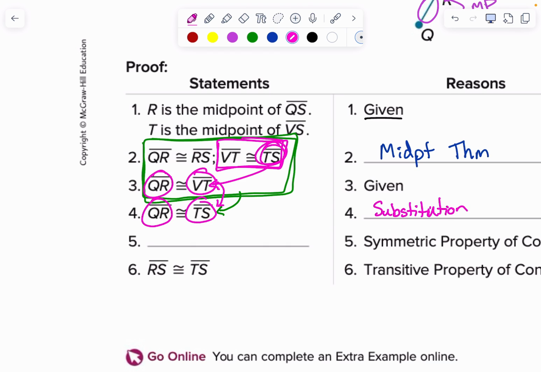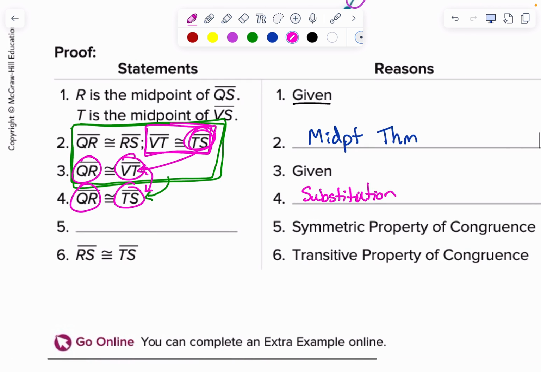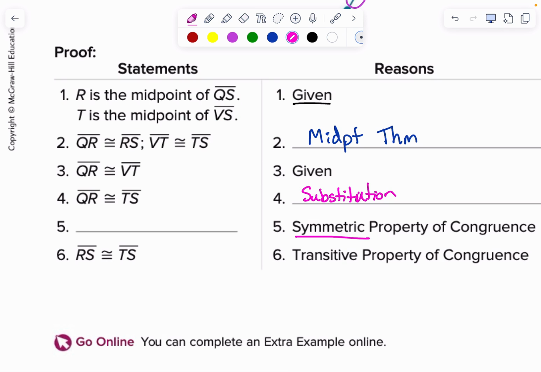Yes, I haven't pulled them apart yet. Okay? Symmetric. All right. Now, the symmetric property is the reason for this next thing, and it requires me to take something and flip it. But I don't know which one of these things I'm flipping. Am I flipping this one? Like, which one am I flipping? Right? I have to flip one of them around.